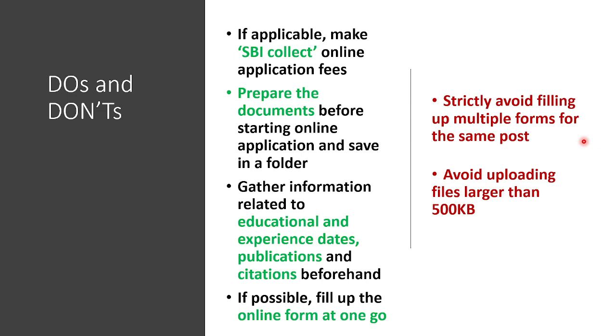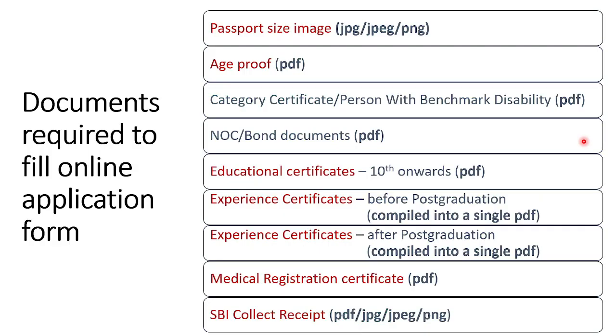Second, avoid uploading files larger than 500 KB. Online, you will find that there are multiple PDF compressors or image compressors. So make sure that all the files you upload are smaller than the size limit, of course keeping the quality intact. If you make it very small, then the quality may be compromised and we cannot do the offline PDF checking from our end. So this is the list of documents that will be required to fill the online application form.